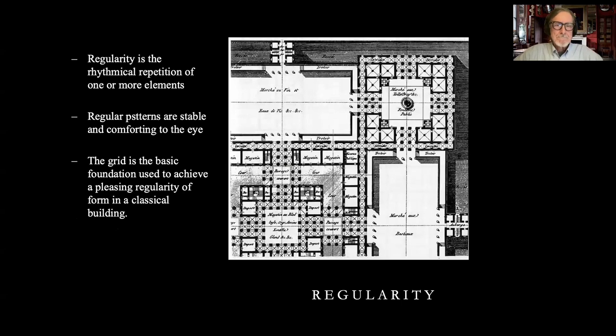Regularity. Regularity is the rhythmical repetition of elements. And this is a theme we see time and time again in classical architecture. Regular patterns with periodic variation to avoid monotony are stable and comforting to the eye. A geometric grid is often used as an underlying field or ground, as the basic foundation used to achieve a pleasing regularity of form in a classical building, and is easily understood by the viewer. This enhances the legibility of the composition.